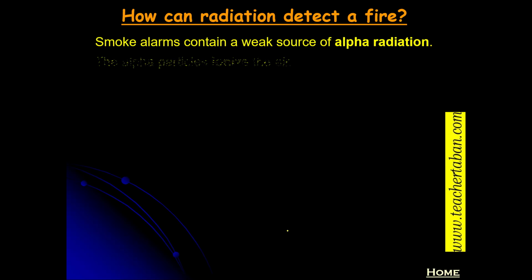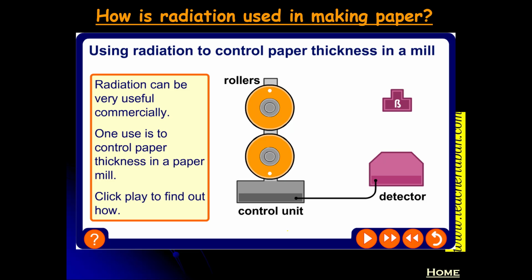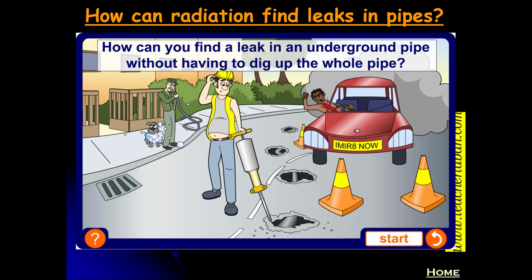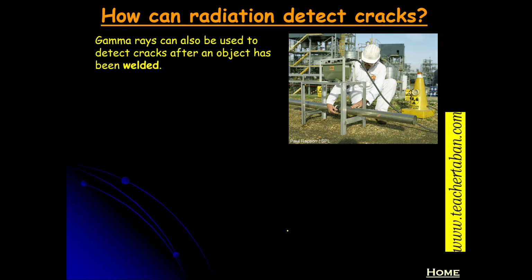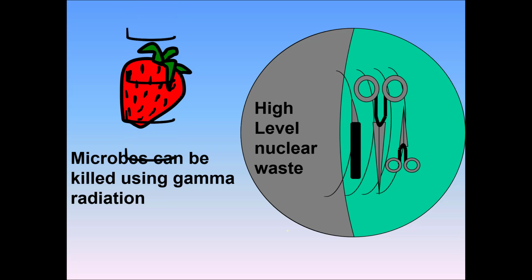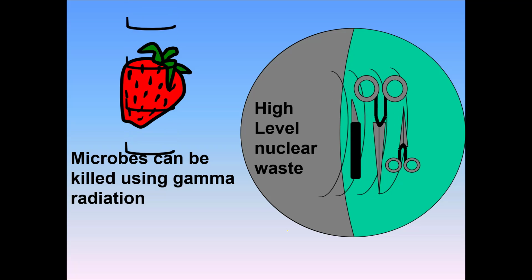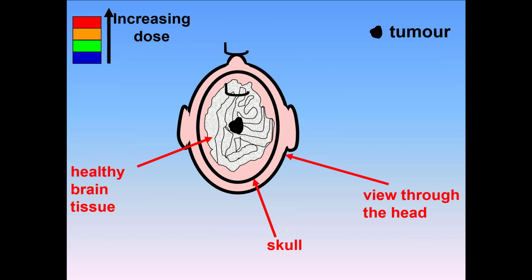Describing some of those uses, we have detecting fire, making papers, detecting leakages in underground pipes, detecting cracks in pipes and in buildings. All those are industry uses. Sterilizing medical equipment, talked about that. Killing germs, detection of tumors in the brain, all those are uses.